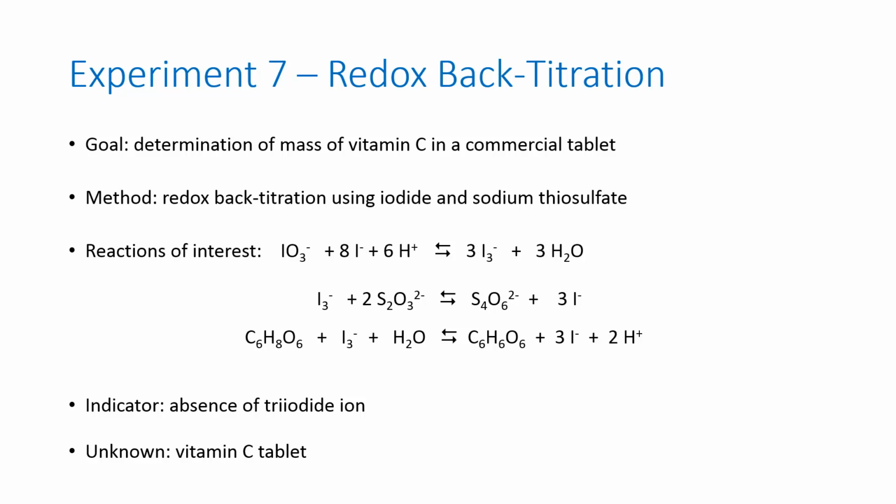The reactions of interest are shown here. The first two apply to the standardization only. The third one, which involves the ascorbic acid C6H8O6, additionally applies to the unknown determination. This is again a reaction in which one of the participants is the indicator. In this case it's the triiodide ion. It will be present. It's a dark yellow color, and as the reaction proceeds it will be reacted away. And so the endpoint will be the absence of that color.